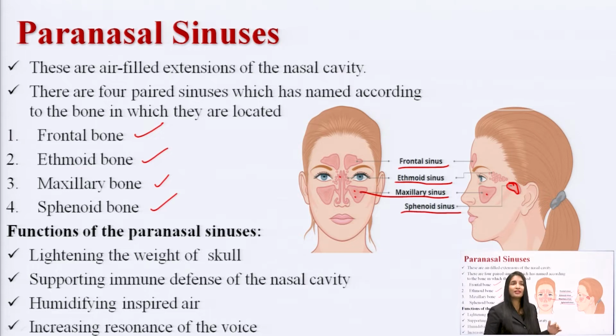So, in the paranasal sinuses we have discussed the bones depending upon their location, and we have discussed the functions. What are the most important functions of the paranasal sinuses? They lighten the weight of the skull, they give supporting immune defense to the nasal cavity, and they humidify the inspired air. Humidifying the inspired air is one of the most important functions of the paranasal sinuses, and finally, they increase the resonance of the voice.